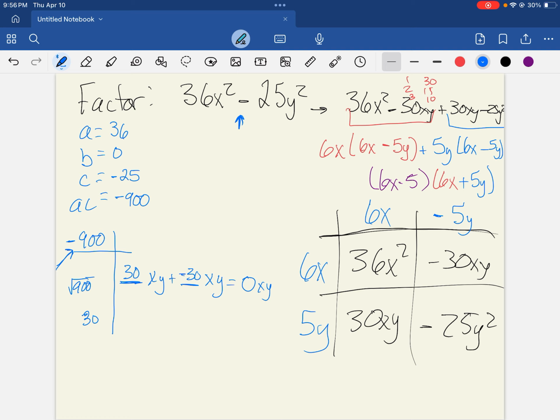Here's how we would factor that binomial using both the grouping and the box method. Everything is the same process, same order. B being 0 just made things a tiny bit more complicated. But other than that, there's how you factor it.